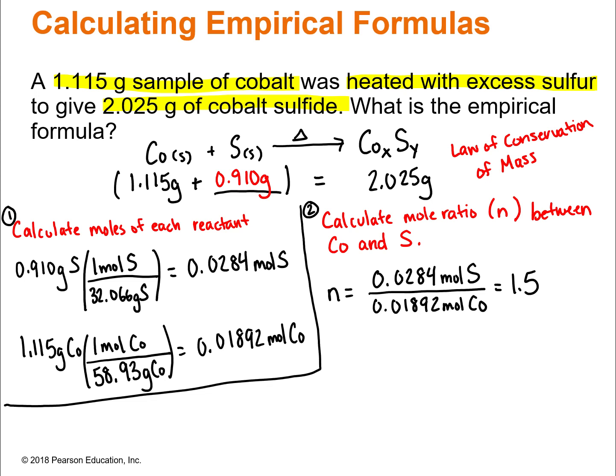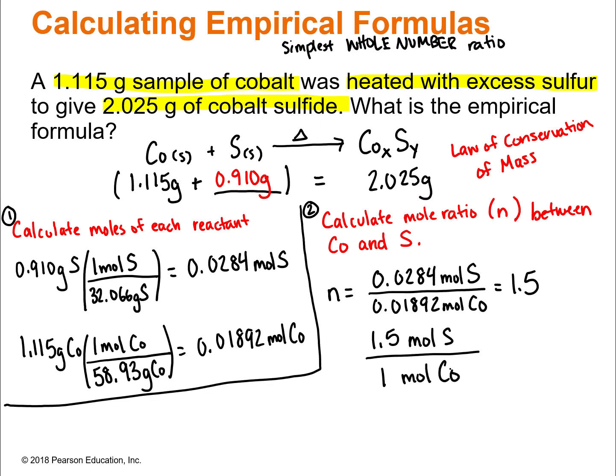But we can't say 1 cobalt and 1.5 sulfurs. We can't have half of an atom. The empirical formula has to have the simplest whole number ratio. 1.5 is not a whole number. What does that 1.5 mean? It means you have 1.5 moles of sulfur for every 1 mole of cobalt.